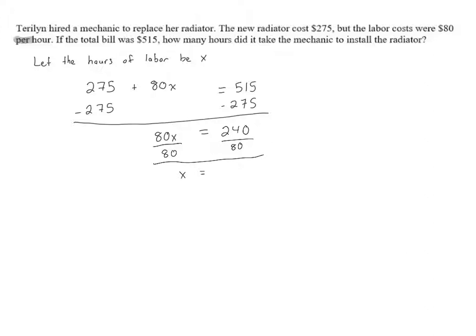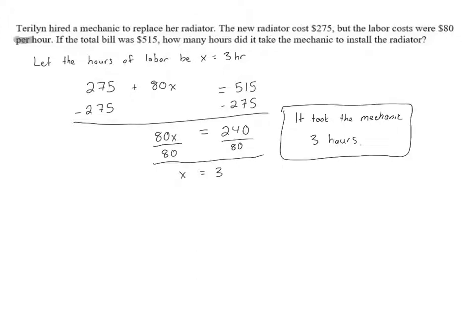Going back up to the let statement, we said let the hours of labor be x, but we know this is 3. So we know there were 3 hours of labor. And when they ask how many hours did it take the mechanic to install the radiator, we can say it took the mechanic 3 hours. And that ends up being our final answer.